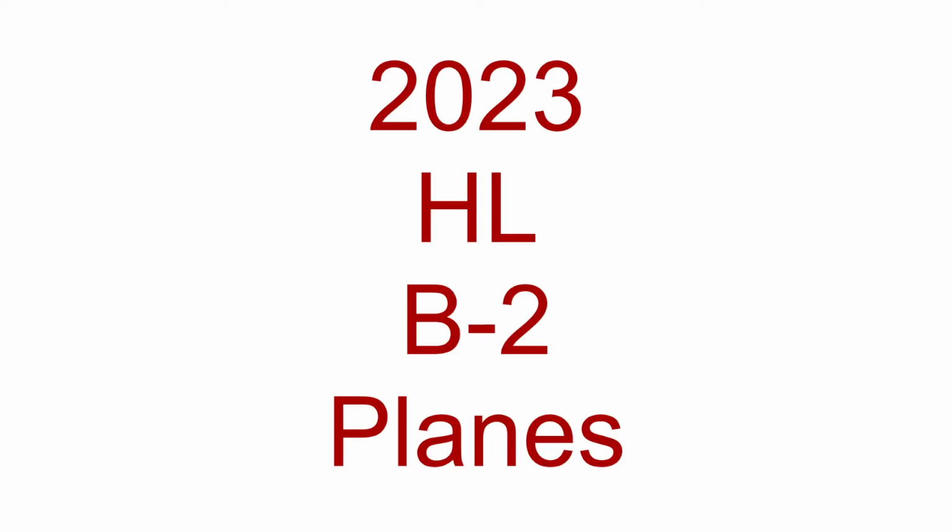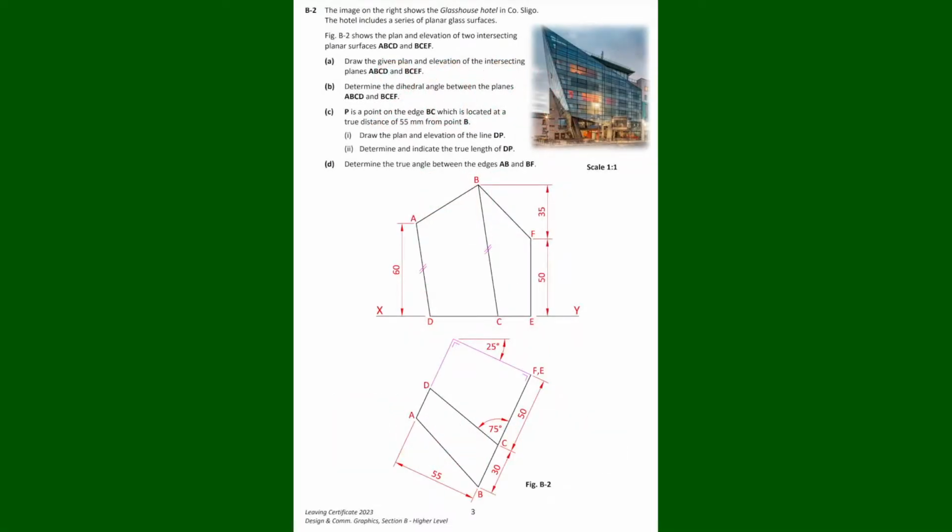This video is the 2023 higher level question B2, which is a planes question. So looking at the question, figure B2 shows the plan and elevation of two intersecting planar surfaces A, B, C, D and B, C, E, F. There's four parts to this question.